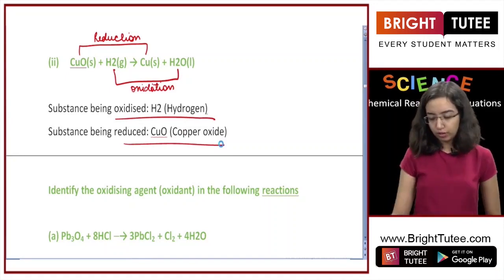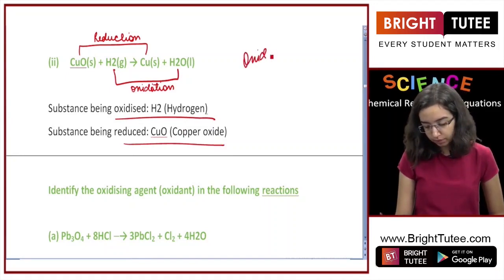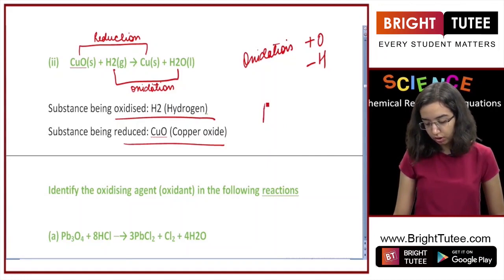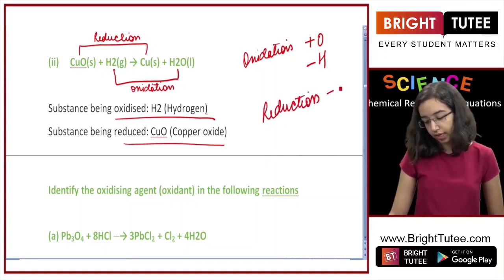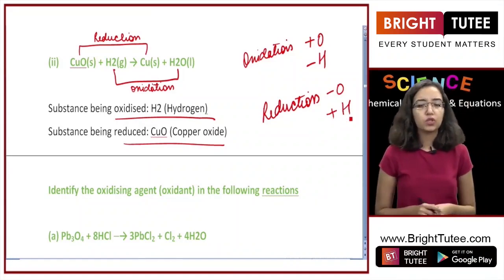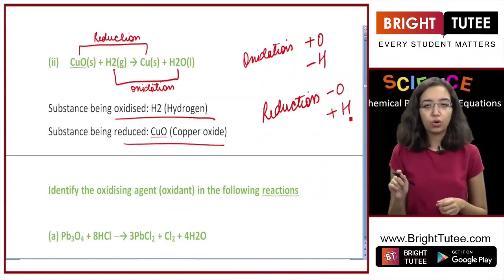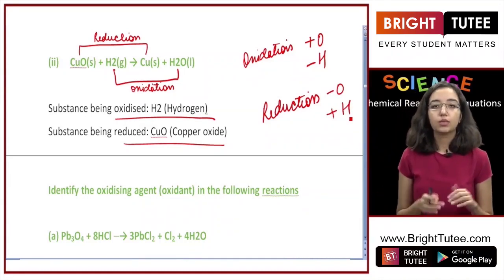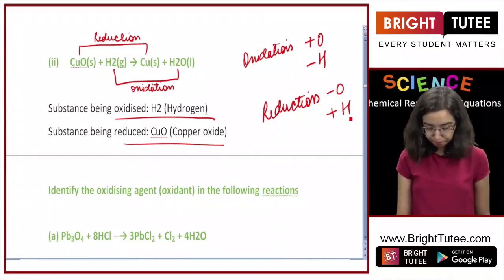You remember two things, that for oxidation either you have to gain oxygen or you have to lose hydrogen, whereas for reduction it's the exact opposite, either lose oxygen or gain hydrogen. Once you know that, these questions will be simple, but I do suggest that you draw and demarcate the substance being reduced or oxidized.